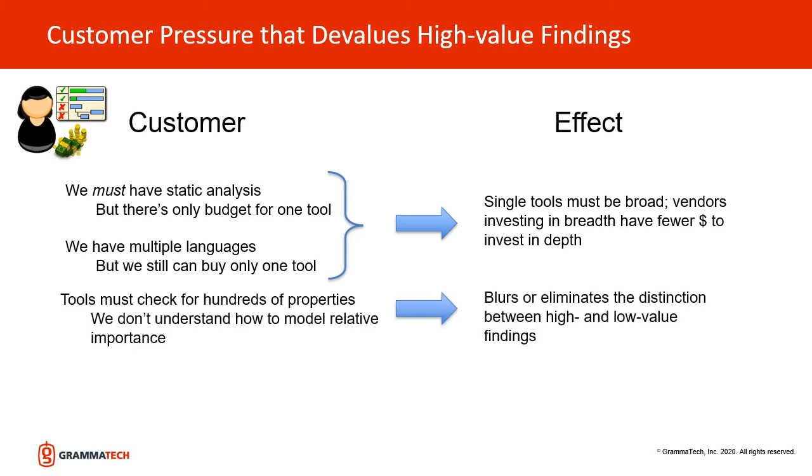Another pressure on the customer is this. Because of the lists, you remember the lists I mentioned, the CWE and the OWASP list and the secure coding lists and safety critical coding standards such as MISRA and so on. Well, if you look at those, that amounts to hundreds of properties that the static analysis tool is then expected to detect. And the consequence of this, the effect, is that it blurs or sometimes even eliminates the distinction between the high value findings and the low value findings.